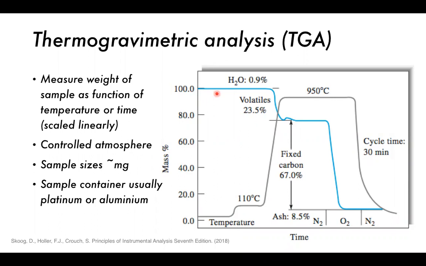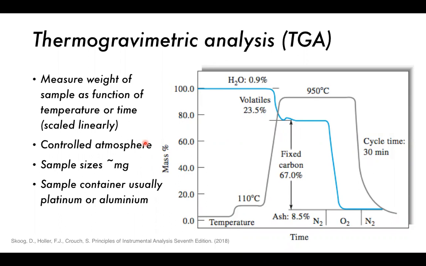Increase by another 10 degrees, and then wait for 1 minute. That allows the system to equilibrate and allows any processes that might be occurring at that temperature to occur. You're doing this in a controlled atmosphere, so usually you don't want it to be a combustible atmosphere. What that means is you don't want things like oxygen in there. You want it to be relatively inert. Usually that inert gas is just nitrogen.